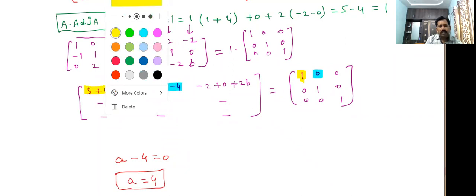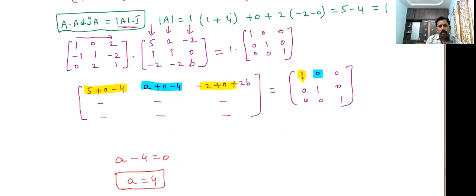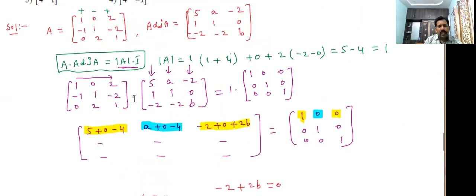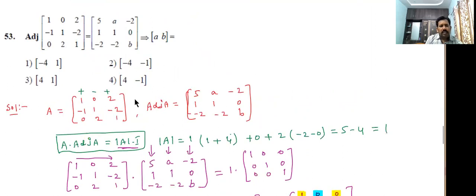So that is minus 2 plus 2b is equal to 0. Then what is 2b? 2. B is 1. A value is 4. B value is 1. Identify here what they are asking. Matrix A comma B. A value is 4, B value is 1. This is the answer.